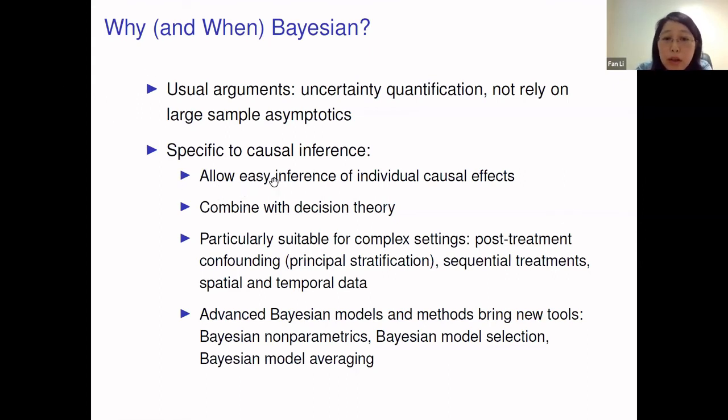Well, because Bayesian inference allows easy inference of individual causal effects. Once you have an outcome model for each person at any covariate value, you can just use the Bayesian crank, estimate the treatment effect, and combine it with decision theory. It's particularly powerful because you have the Bayesian toolbox when you have complex data, like spatial and temporal data or post-treatment confounding. You can use advanced Bayesian models, model selection and averaging, to enhance the outcome model in causal inference. That is very useful. For simple problems, like a randomized experiment, I don't see a point in having to use Bayesian.